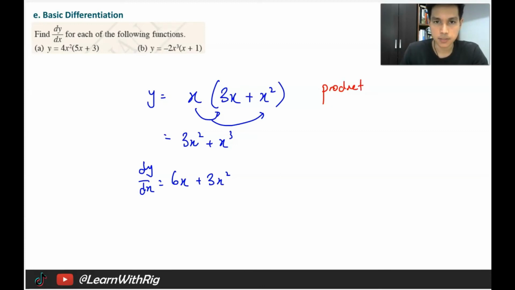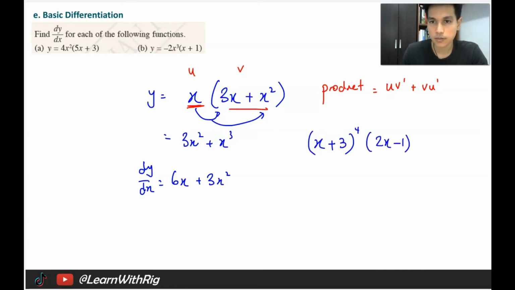The second way you can do is the product rule. Product rule means this value here becomes u, this value here becomes v, which I will show you in a short while. Then you use the formula u v prime plus v u prime. So what happens if you can expand the bracket? You just expand it first, then you use the basic method. But if the question becomes very complicated, for example, x plus 3 power 4 times 2x minus 1 cubed, it becomes very complicated, right? You have the first one and the second one here.